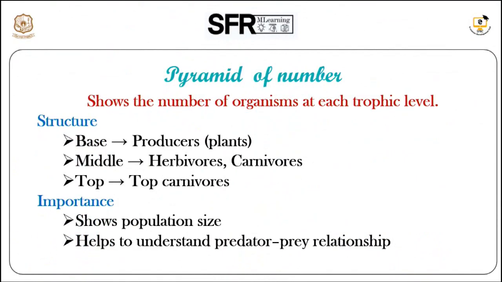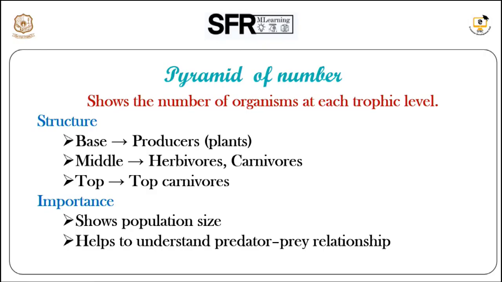And in today's video, we are going to concentrate only on the pyramid of number. As I have mentioned already, simply we can find the number of organisms at each trophic level. If you take the structure, always at the base you can find the producer, and in the middle there will be herbivores and carnivores. It may be a primary carnivore, and at the top you can find the top carnivores.